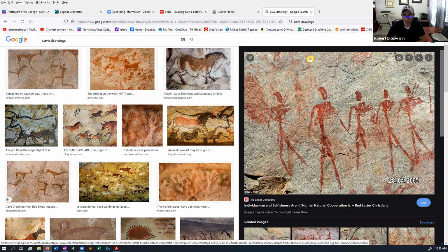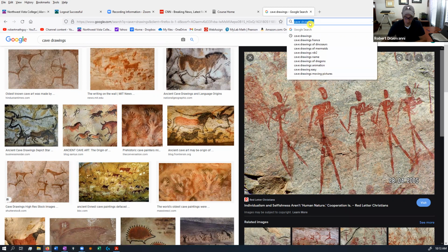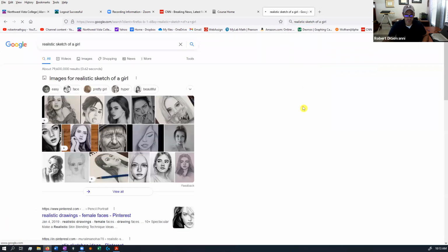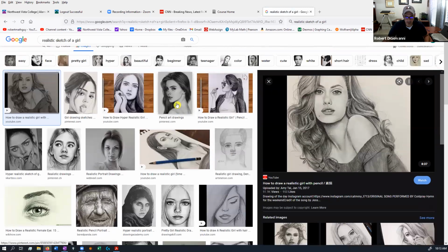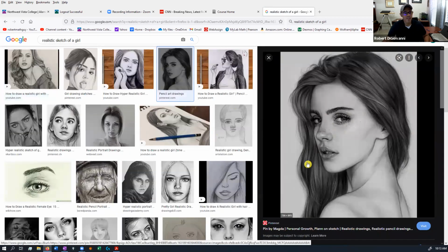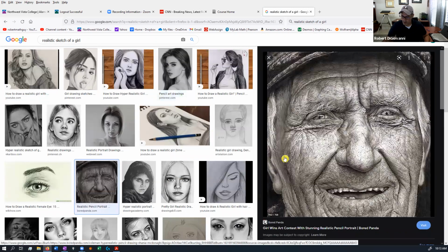Let me bring up something else. Realistic sketch. I'm just picking the first thing that comes up here. It's better. That's better, right? Wow, is that a pencil sketch? Wow, that's crazy, right? So what's the difference?